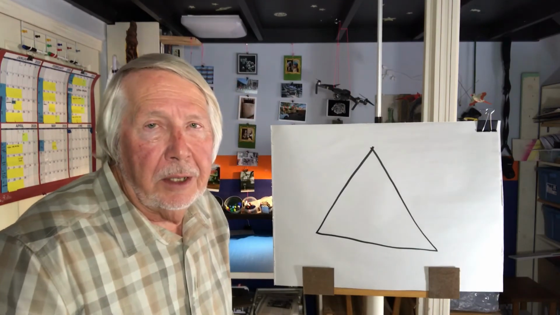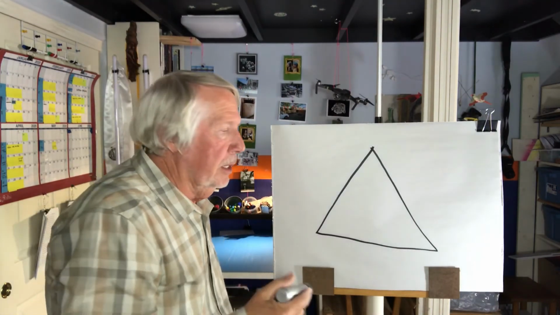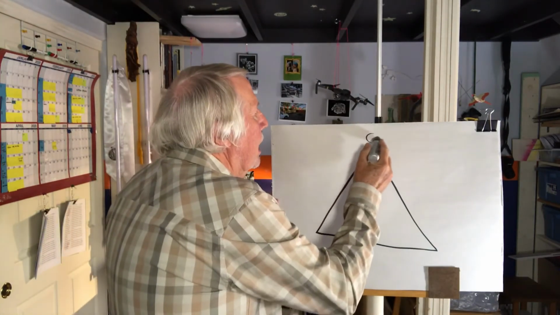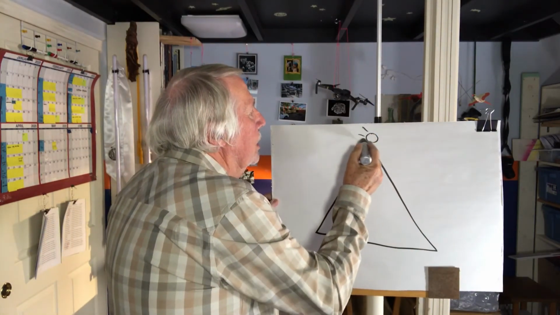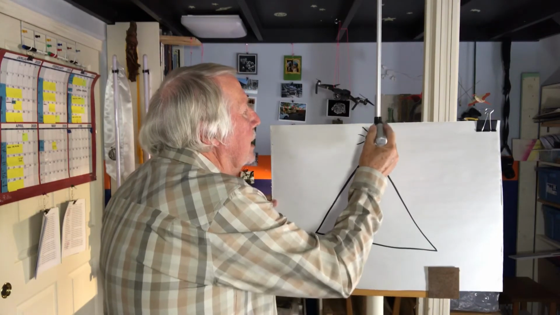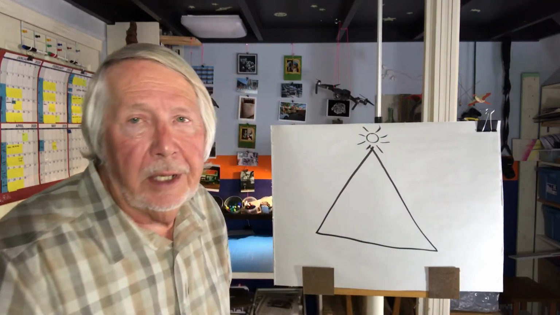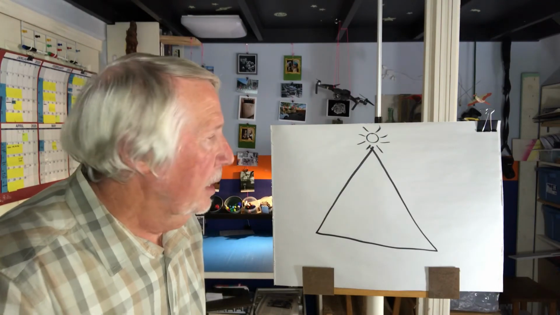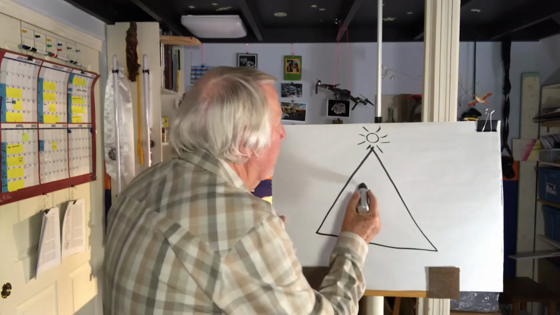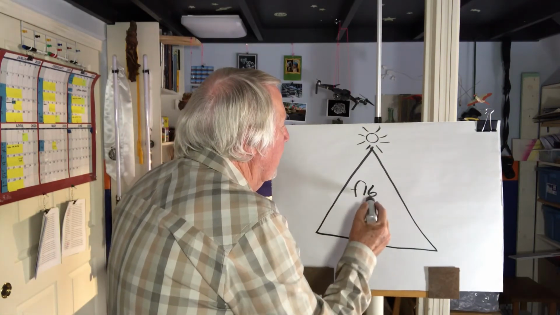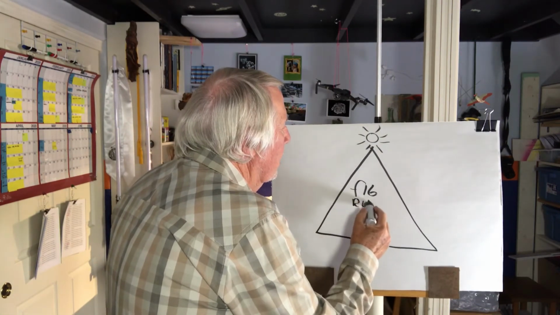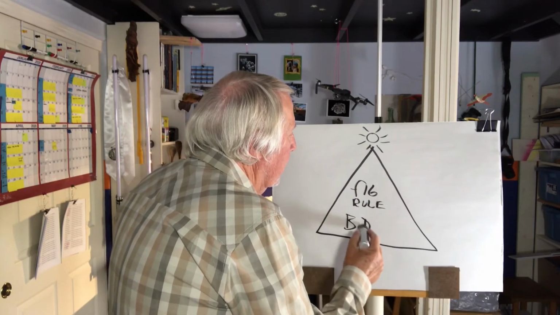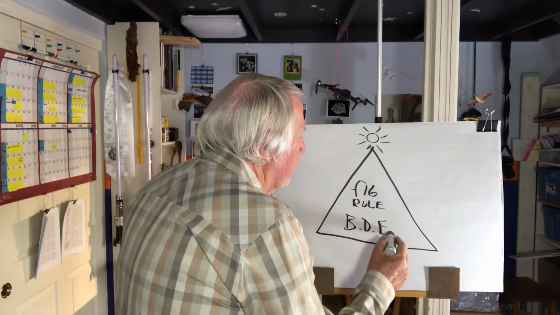Start by drawing a triangle. You can do better than I did. And then let's put a sun symbol at the top, and we're going to signify that that is a bright sun. It's not a cloudy sun, it's a bright sun. In the middle, we're going to write F16 rule, or basic daylight exposure.